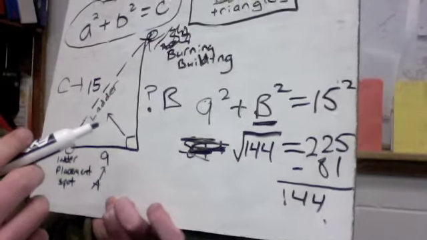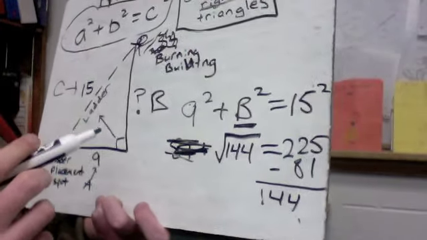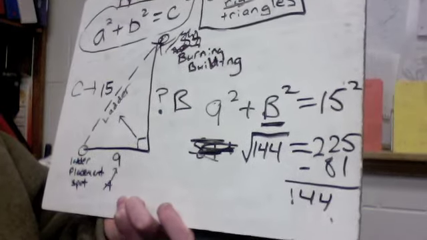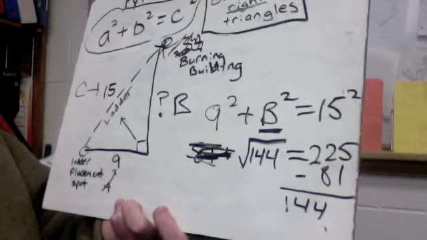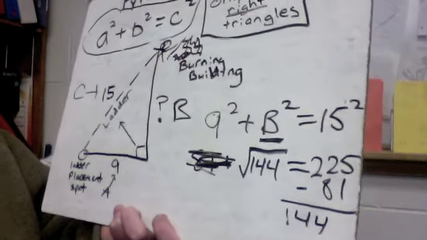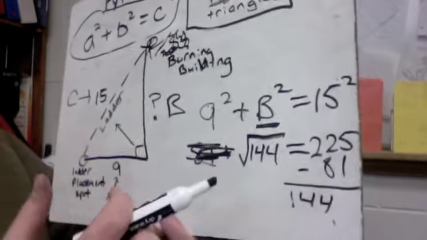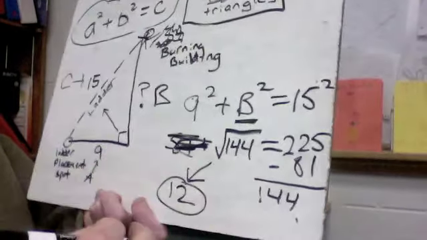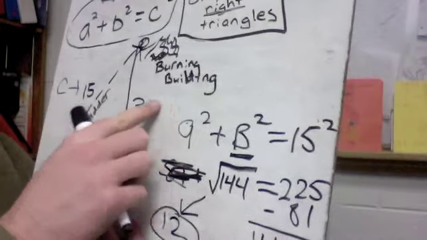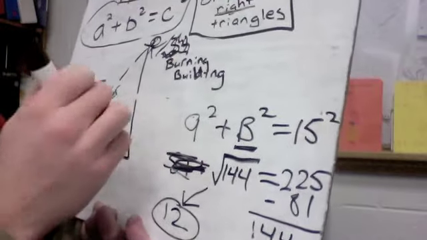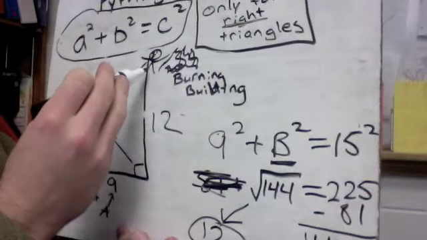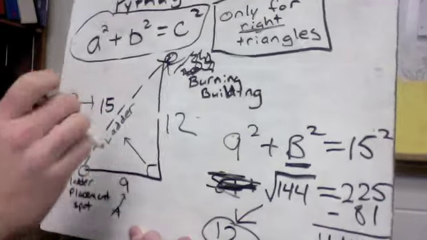Square root of 144, that one is probably a typical one that you'll probably get. You know that 10 times 10 is 100. 11 times 11 is 121. 12 times 12 is actually 144. So your answer here is going to be 12. So the height of the building up to the window where the person is in the burning building is 12 feet.